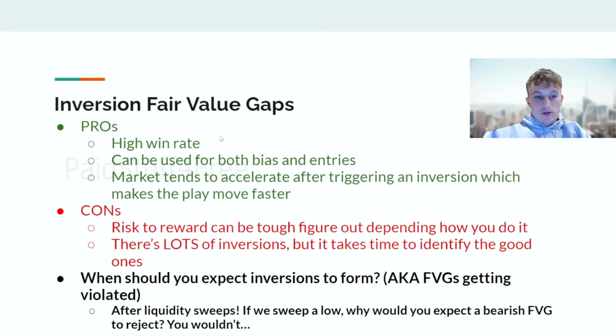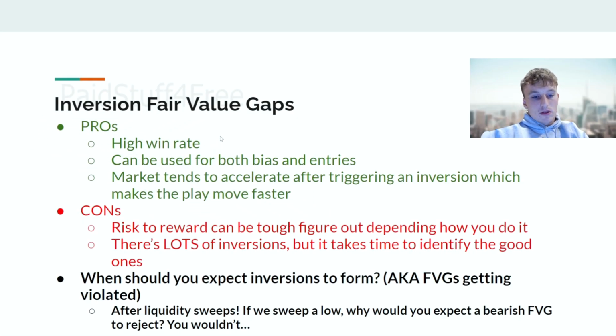So the pros: they have a very high win rate. They can be used both for bias and entries, which is cool because you really can't use a lot of other models for both. After we trigger an inversion, the market tends to accelerate much faster. So it's like less emotional stress, because the market accelerates faster after we inverse something. It's nice to get in, and the target usually hits faster than if we dance around in a fair value gap and you're taking a 2022 model.